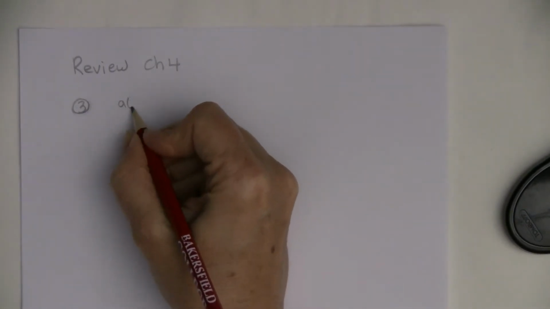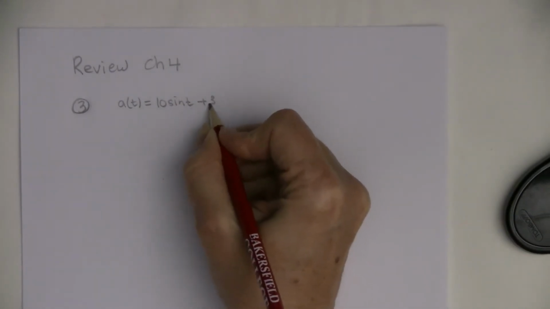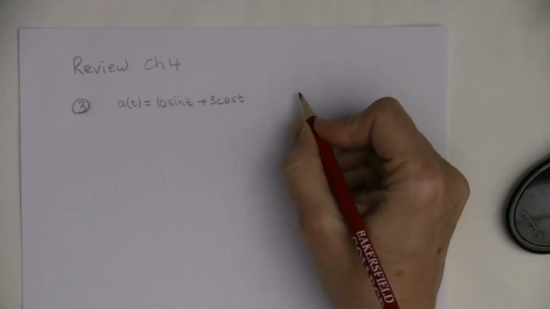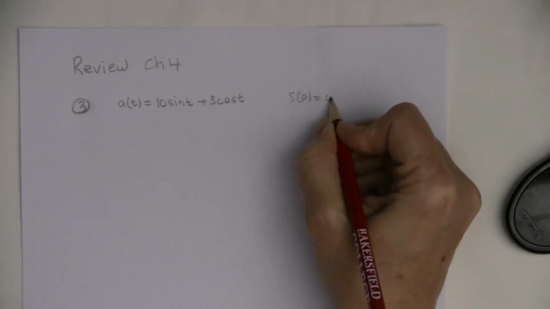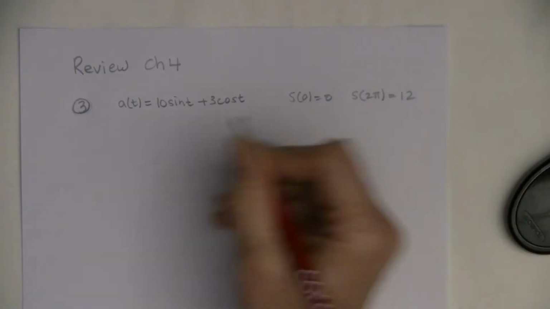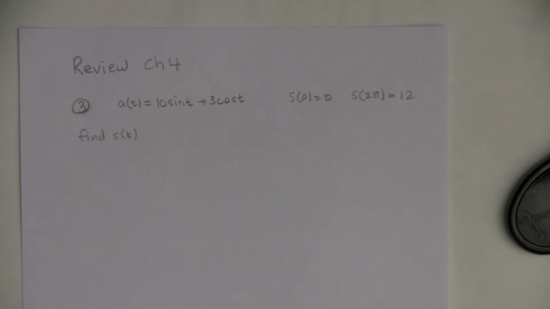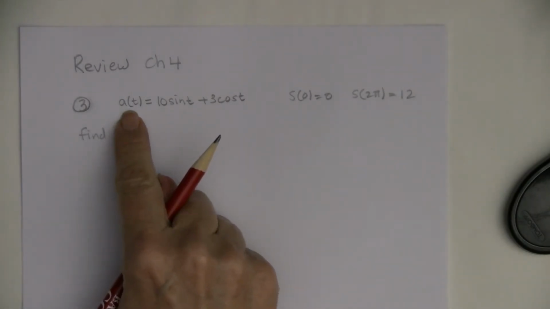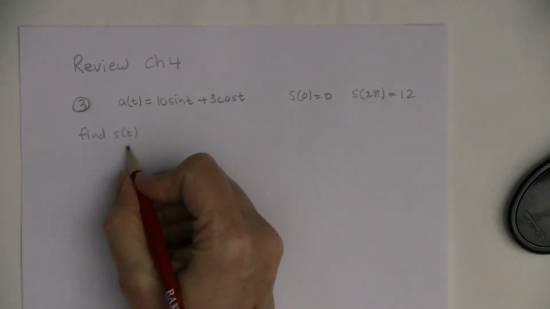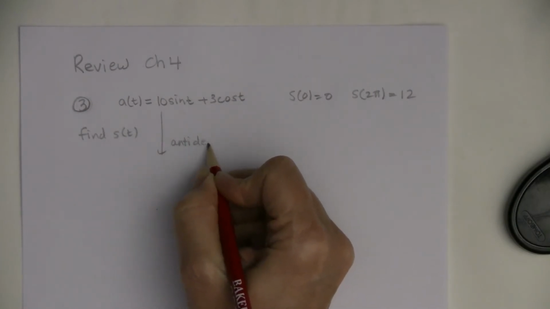I'm given this, that a at t equals 10 sine of t plus 3 cosine of t, and I'm also given s of 0 equals 0 and s at 2 pi equals 12. And they're asking me to find s at t. It's an initial value problem. So what I need to do is take the antiderivative, because when I take the antiderivative of a, I'll get v. So the antiderivative of the pieces here.